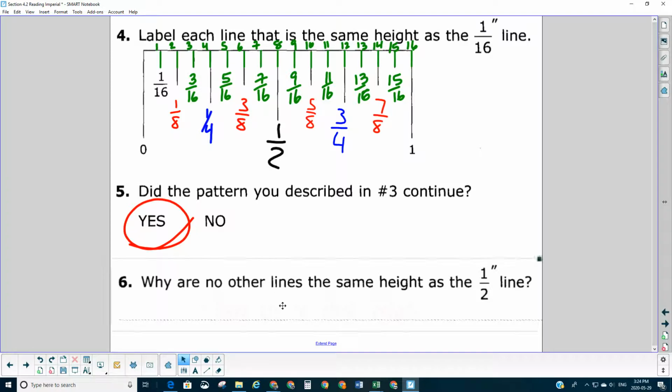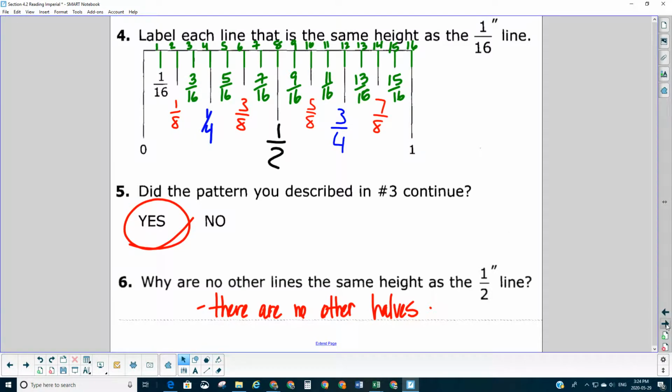Well, that's because, of course, if you take two halves, you would get to a whole. There's no other half. The next half line is a whole, and it has to be a longer tick than the others. So that's why between 0 and 1, you're only going to see one line that's the same height as the half, whereas you'll see multiple quarters and eighths and 16ths. The most you'll see is 16ths because there are a whole bunch of them.